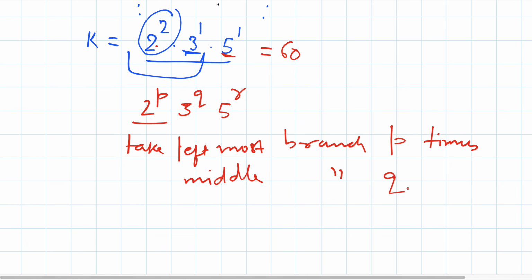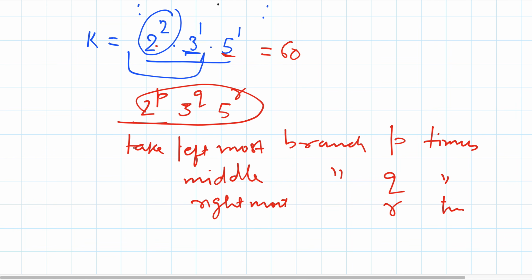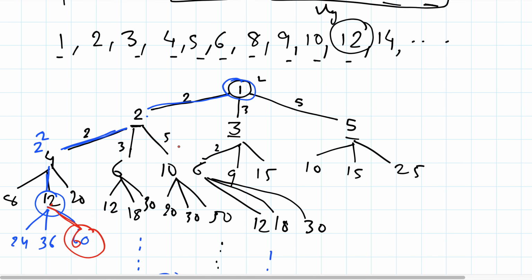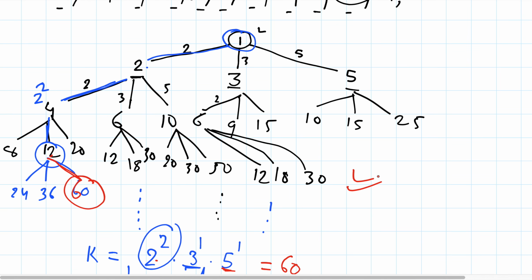the middle branch q times, then the rightmost branch r times. So we can form any ugly number by just traversing through this tree. So this tree represents the complete picture.